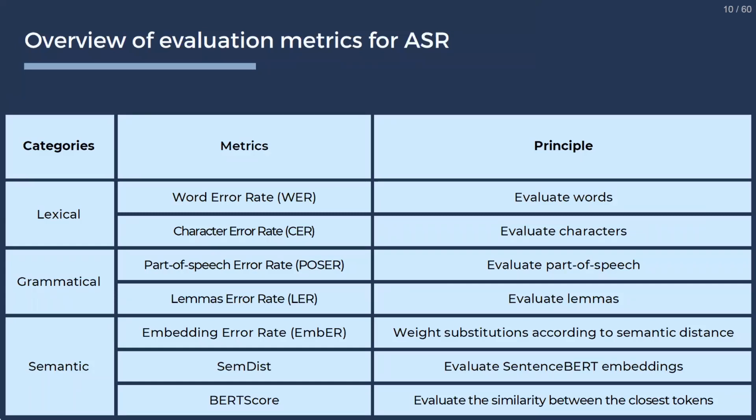All metrics are divided into 3 categories. As you can see, there are the lexical, the grammatical, and the semantic categories. The lexical category has the purpose to evaluate words and characters, while the grammatical is supposed to evaluate things such as the part of speech and the lemmas. The semantic metrics are expected to evaluate the meaning of the sentence or the words, and they use embeddings.